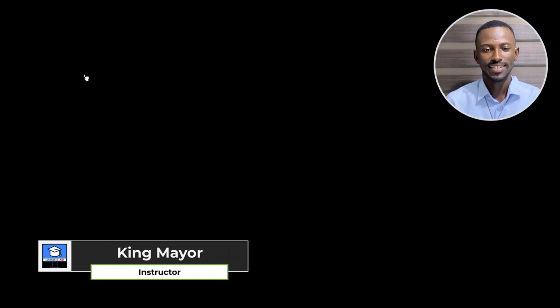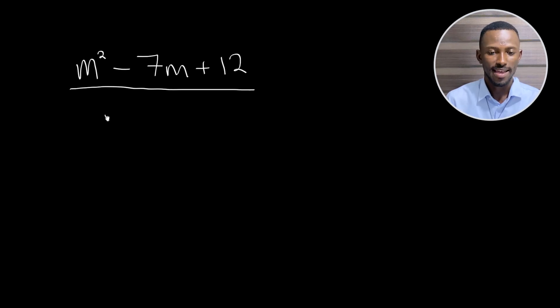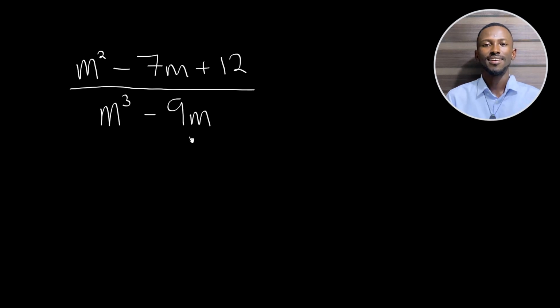There is an interesting question here from one of our subscribers. A very interesting one, of course. I'm just wondering, if you should have a similar question, whether you'll be able to solve it. If this question should come in your exams, how will you handle it? That is (m squared minus 7m plus 12) all divided by (m cubed minus 9m). So this was the question that lovely subscriber sent to us to help him with.